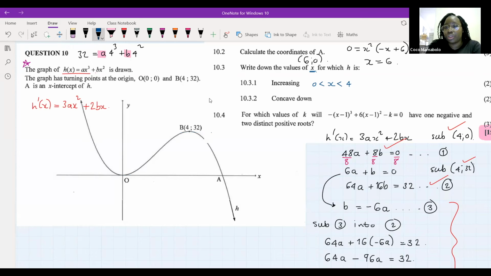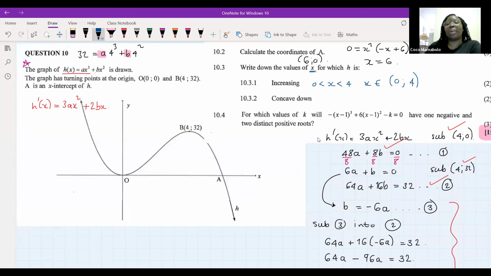If you use interval notation, you can say that x is an element of open brackets 0, semicolon 4, close brackets, round brackets on each side. So we must exclude because at the point itself, it is neither increasing nor decreasing. It's about to do one or the other. So we don't include that point. I know, so mind equals blown.